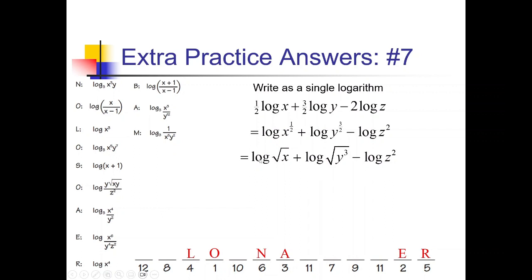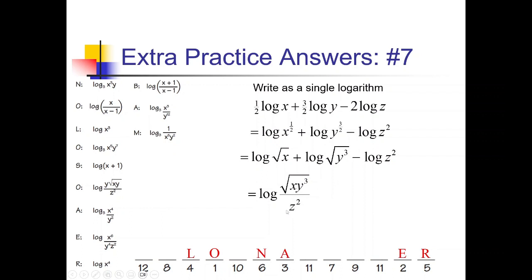Now moving these together, since I'm adding these logs, I'm going to be multiplying the radical x and the radical y cubed. Those are going to end up inside one big radical, and that's all going to be in the numerator of a fraction. Since I'm subtracting log of z squared, that means I'm actually dividing by z squared when I merge all these together. So I'll put the z squared down there.